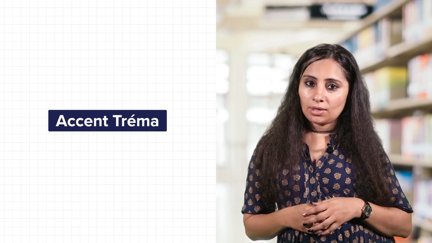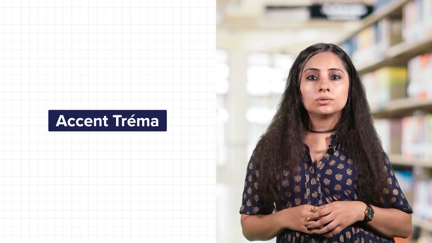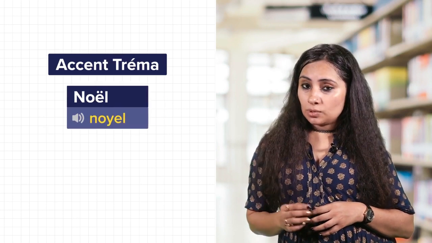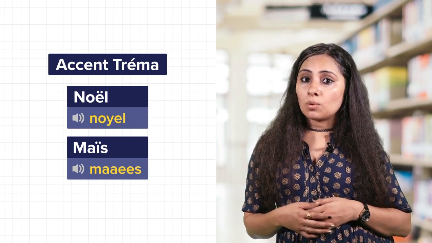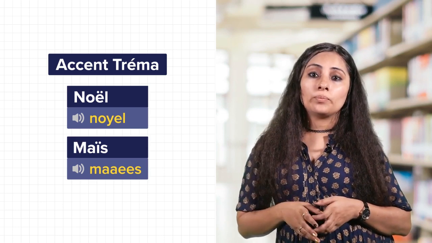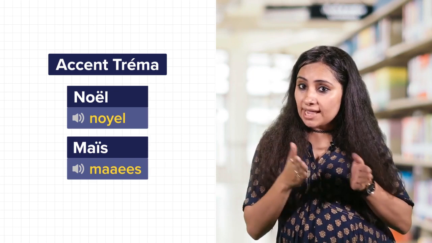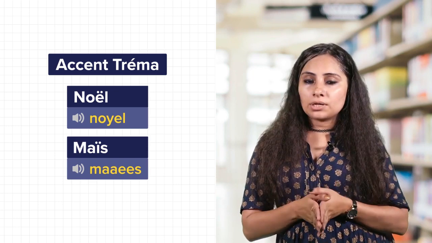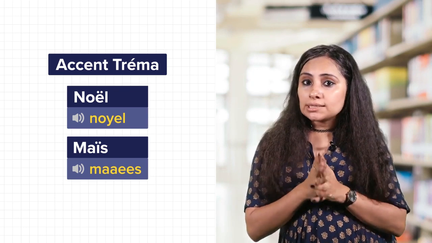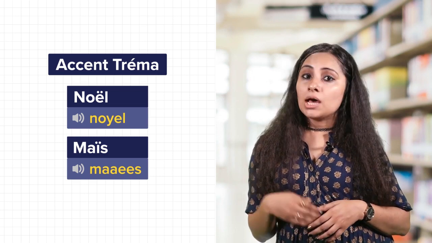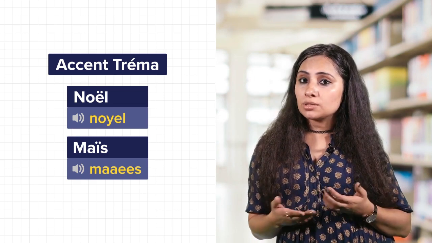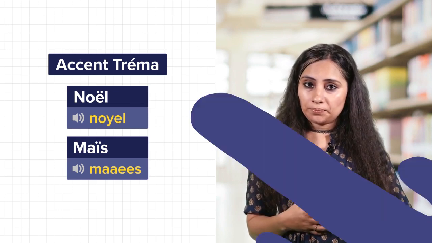Finally, the last accent we'll see in this video is accent tréma. Look at these two dots in these words. Noël, which means Christmas, and maïs, which means sweet corn. So, what do these two dots do? Well, when we have two vowels next to each other and both of them are pronounced as separate letters, the dots help us to recognize that both the vowels will be pronounced separately. So these accents will really help you to pronounce different French words correctly.